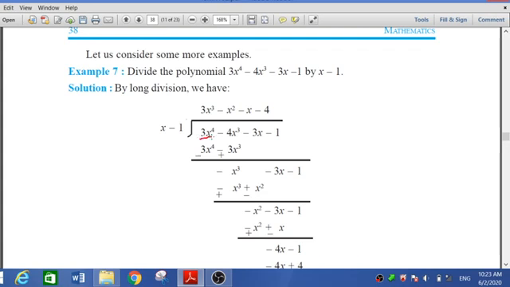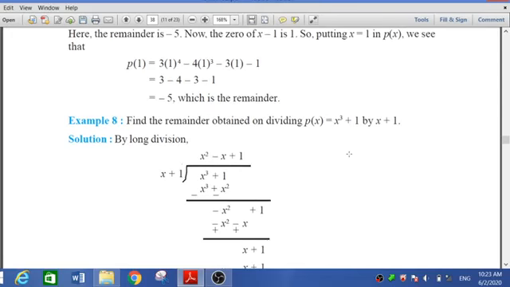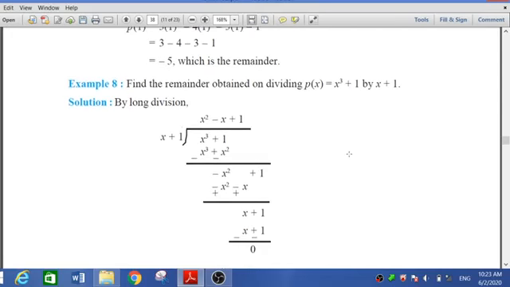Again first term of dividend by first term of divisor, you will get 3x cube. First term of dividend by first term of divisor, you get minus x square. Again, you will get minus x. First term of dividend divided by first term of divisor, you will get minus 4. So I have explained three sums, and this is the third sum.